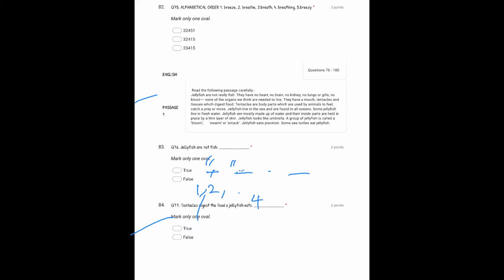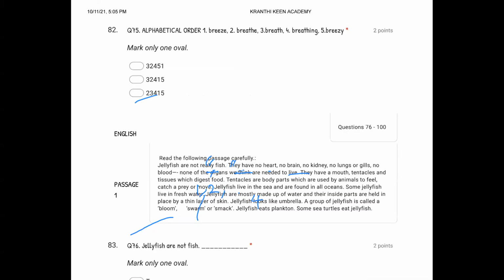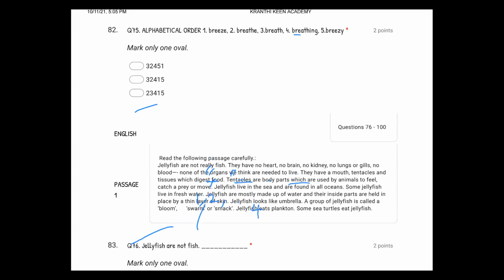Alphabetical. Last question here. Alphabetical order. Breeze, breezy. BRE for all same. After that, you have E is there, A is there, A is there, A. Here 3 letters having A. After that, you have to TH means first will come 3, after that 2, after that 4. In the breezy, you will get first 1, after that 5. 3, 2, 4, 1, 5. The answer is this.